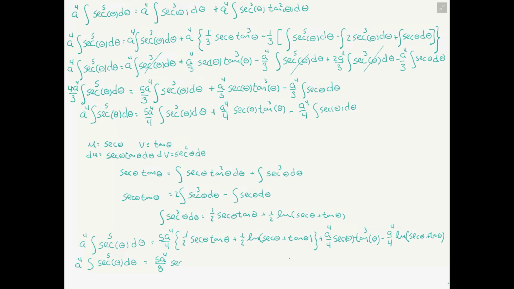You notice that we're getting everything in the proper order because we've got 5/4 a to the fourth times 1/2 is 5/8. Secant theta tan theta plus another 5/8 natural log of tangent theta plus secant theta, or vice versa. It's all the same.